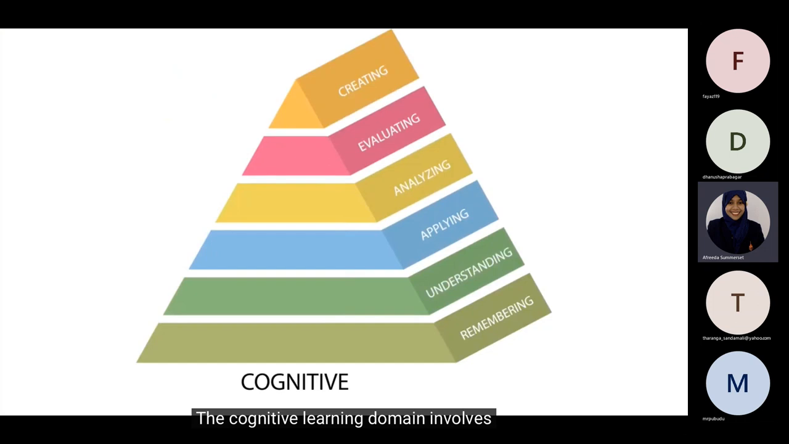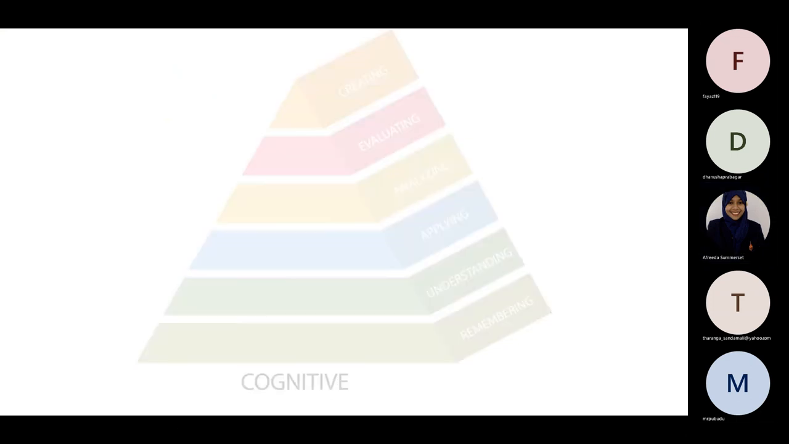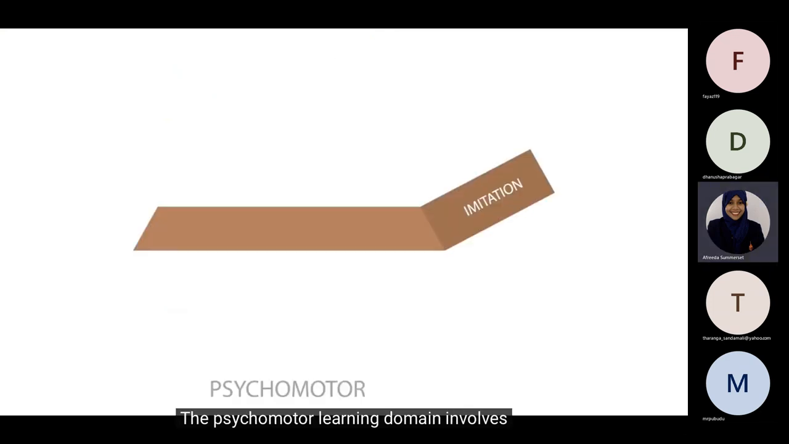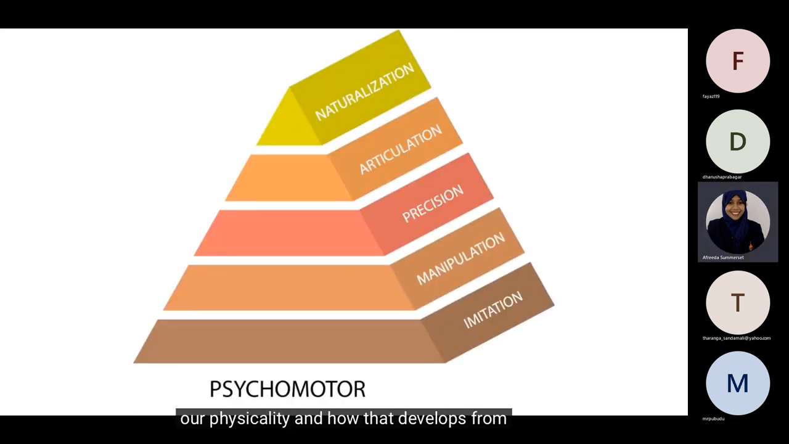The cognitive learning domain involves intellect, the understanding of information, and how that develops through application on a scale that increases from basic recall to complex evaluation and creation. The affective learning domain involves our emotions toward learning and how that develops as we progress from a low order process, such as listening, to a higher order process, like resolving an issue. The psychomotor learning domain involves our physicality and how that develops from basic motor skills to intricate performance.